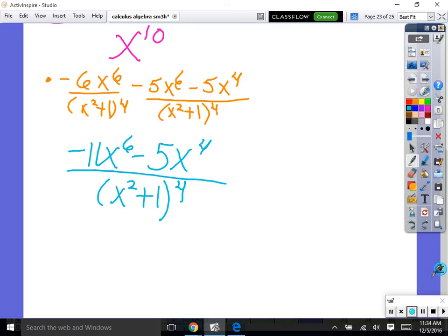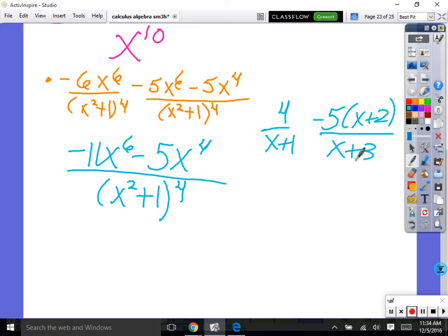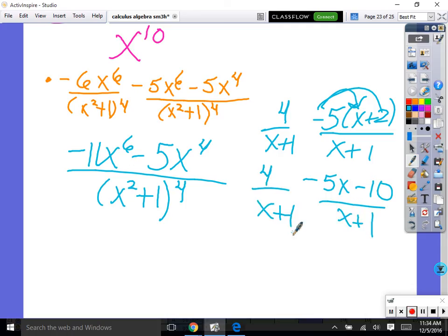Yes. You guys, watch this simpler example. 4 over x plus 1 minus 5 times x plus 2, all divided by x plus 1. Won't we distribute, getting negative 5x minus 10? So then that's over x plus 1 and we have 4 over x plus 1. So now are we just combining like terms, and we've already distributed the negative through, correct? So we're not going to change any signs now that we've distributed the negative through. So that's the same thing as up there. All right, any further questions?